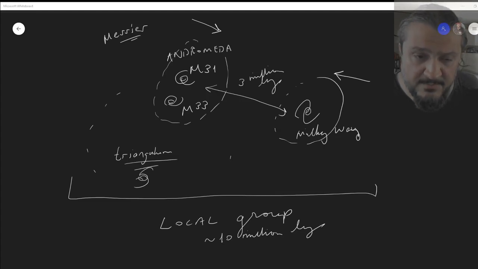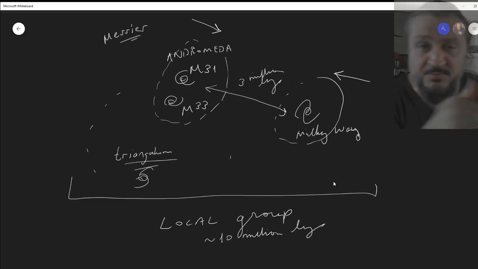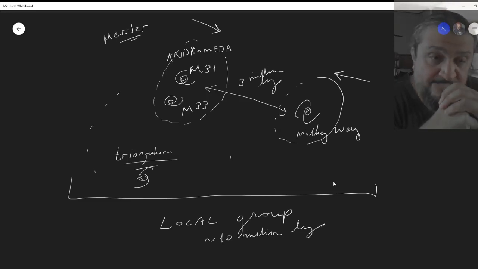Okay, Andromeda. Okay, a trip from the Milky Way to M31 would take 2.5 million years. Okay, I said 3. The book says 2.5. Okay, that's close enough. That's fine. All right. So, it's that much. Okay, so 3 or 2.5 million light years.